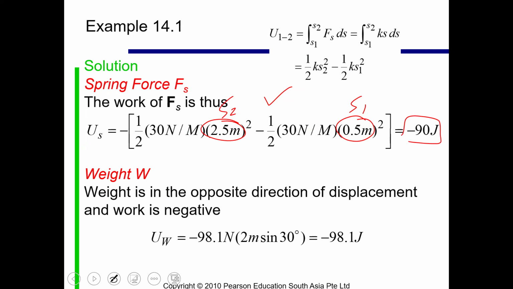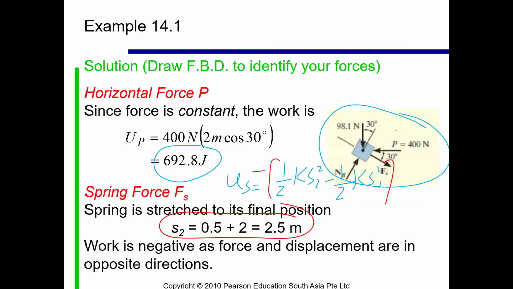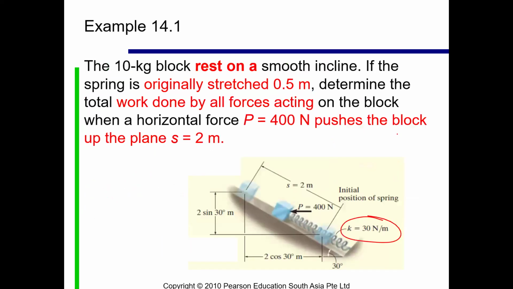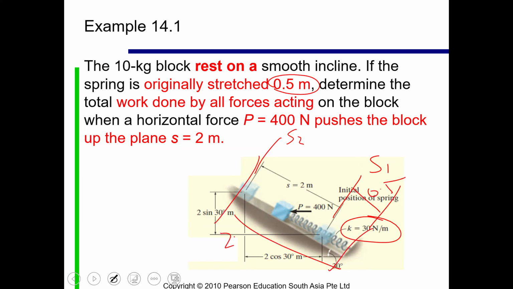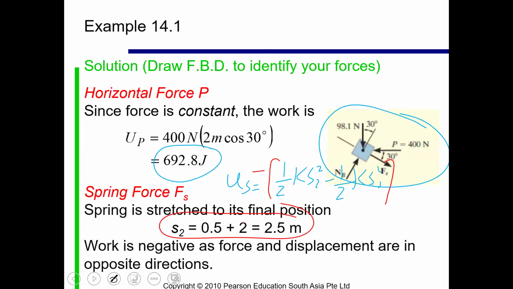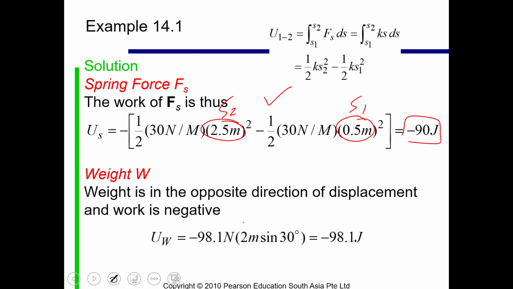Yes, students, the numbers make sense here. The only trick here is that you need to know the right distance. The initial position is S1 here. The final position is S2, right? The question already gave you this S1. If you take a reference from here, this is 0.5. And the total distance for S2 is 2.5. So these two distances you need to plug into the equation for the work done. And the component will look like negative 90 joule in this case.